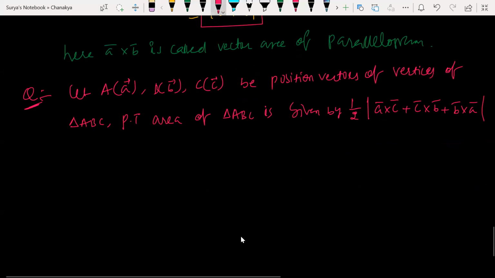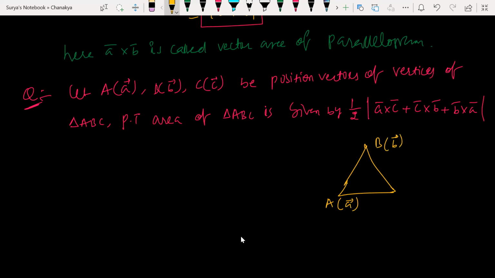Guys, he has given the vertices of triangle ABC. Look at it. First, draw the triangle. These are the vertices of the triangle. These are the position vectors of A, B, C. Here a cross c, c cross b, b cross a. Guys, try to understand it carefully.